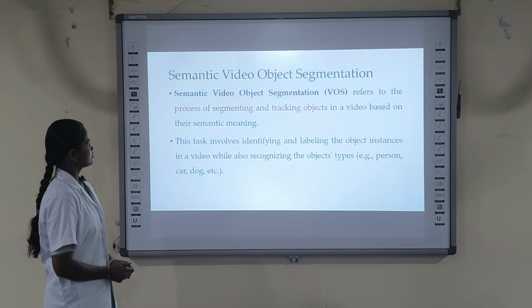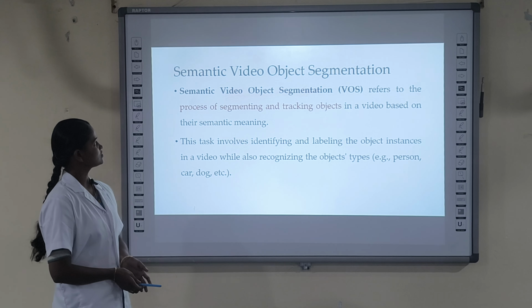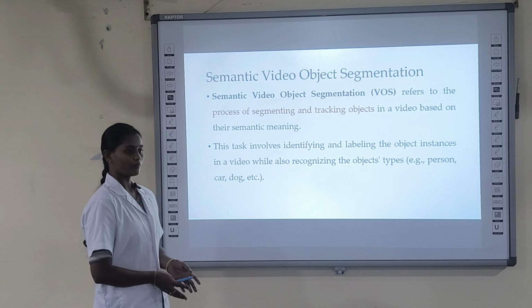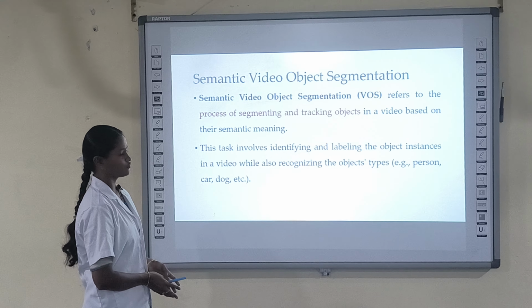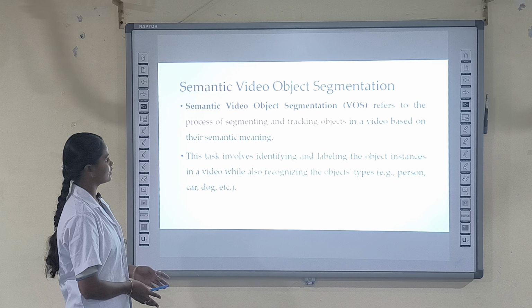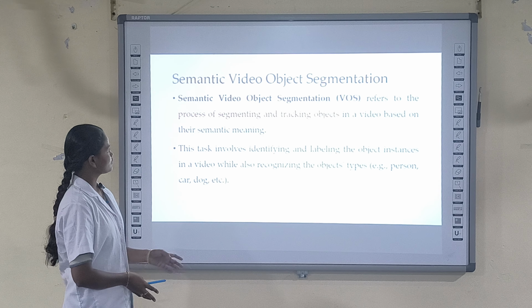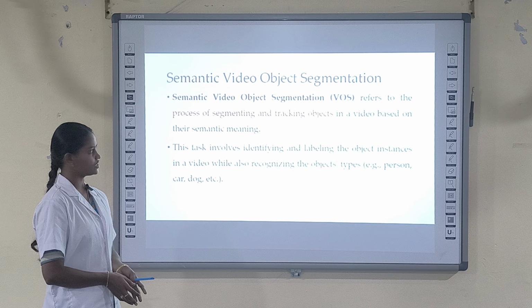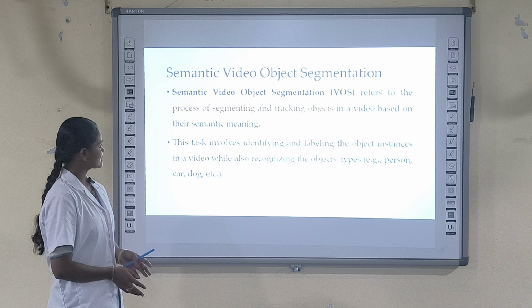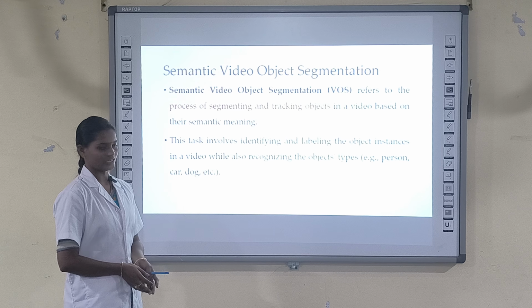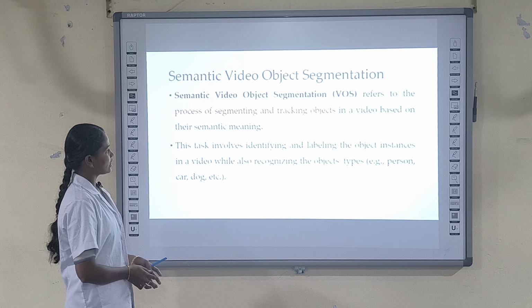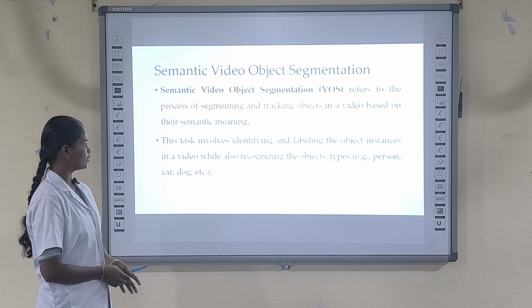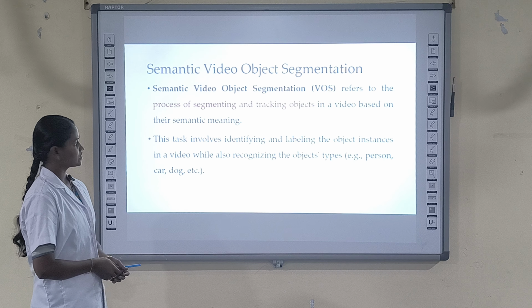Good, first, semantic video object segmentation means we have to identify the objects from videos by using semantic information. That is called semantic video object segmentation. First, it refers to the process of segmenting and tracking the objects in the video based on their semantic information. Next, it involves identifying and labeling the object instances in a video while recognizing the object types.